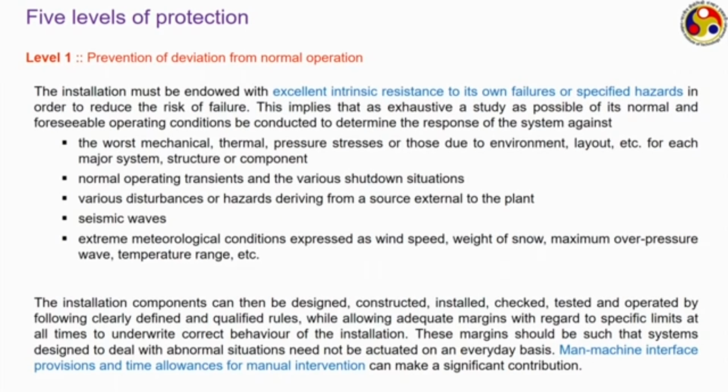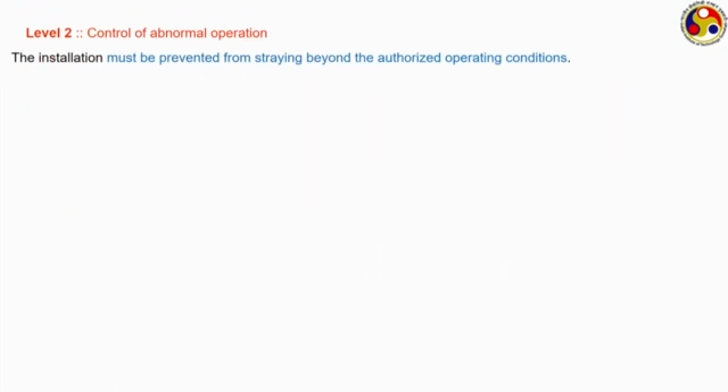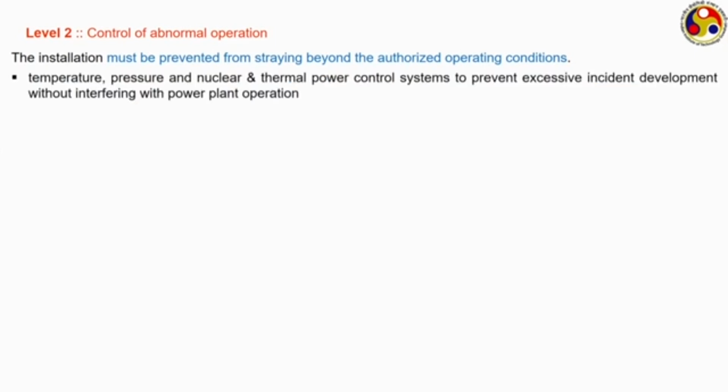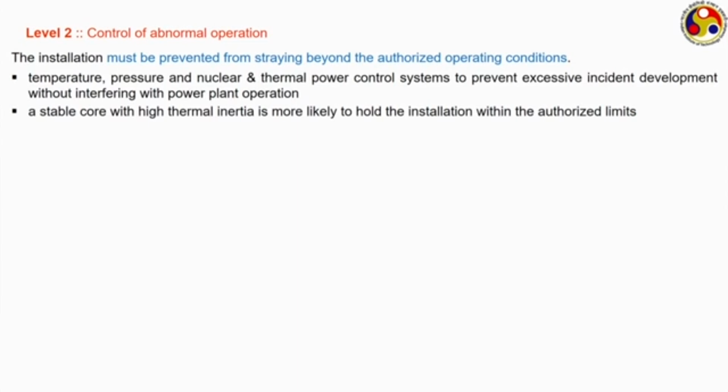Man-machine interface provisions and time allowances for manual intervention. In the second level, the system must be prevented from straying beyond the authorized operating condition. The temperature, pressure and nuclear and thermal power control systems are installed to prevent excessive incident development without interfering with proper plant operation. A stable core with high thermal inertia is more likely to hold the installation within the authorized limit.